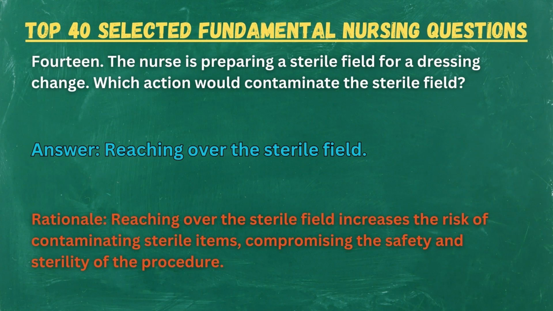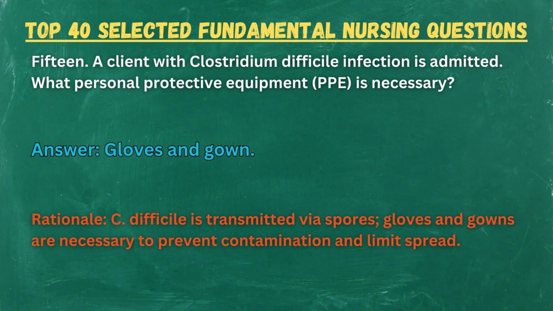14. The nurse is preparing a sterile field for a dressing change. Which action would contaminate the sterile field? Answer. Reaching over the sterile field. Rationale. Reaching over the sterile field increases the risk of contaminating sterile items, compromising the safety and sterility of the procedure.